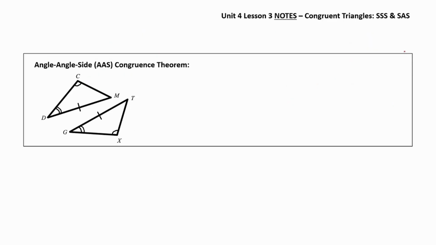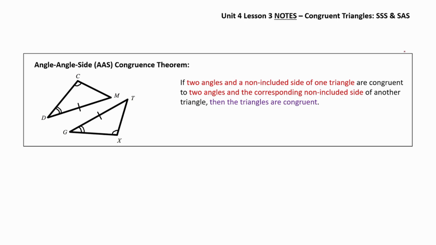Another congruence theorem that we have that is very similar but has a slight change to it is this one called angle angle side. And so the formal definition of this is if I have two angles and a non-included side of one triangle that are congruent to two angles and the corresponding non-included side of another triangle, then these triangles are congruent. So again, my congruent statement here is triangle CDM is congruent to triangle XGT.